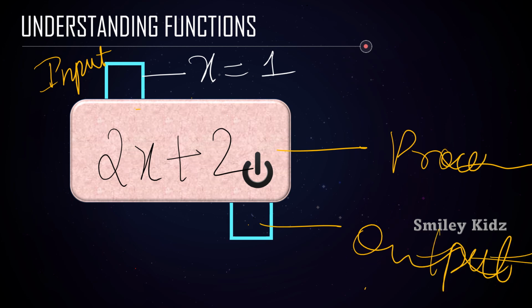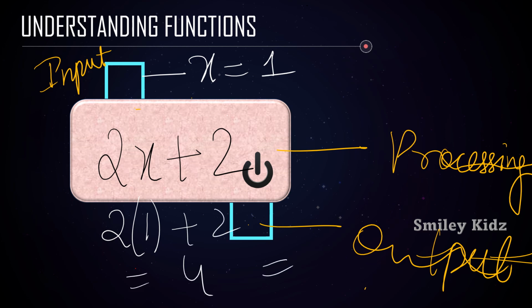Here there is processing. Fine. Now function says, definitely I'll provide you the output. Yes, so what does it do? It substitutes the value of x as 1 and it provides the answer as 4 in our output box.